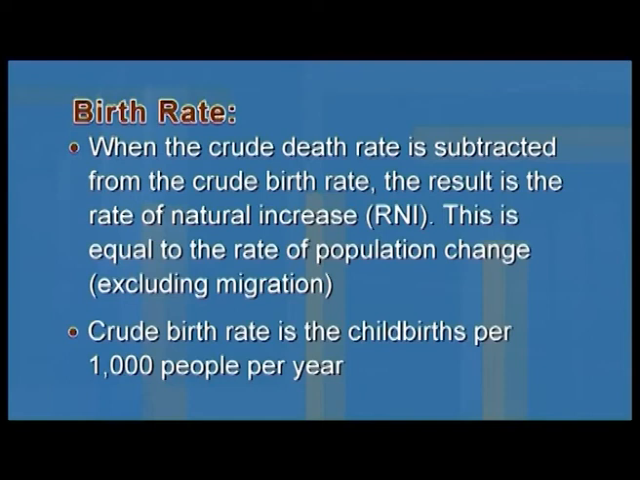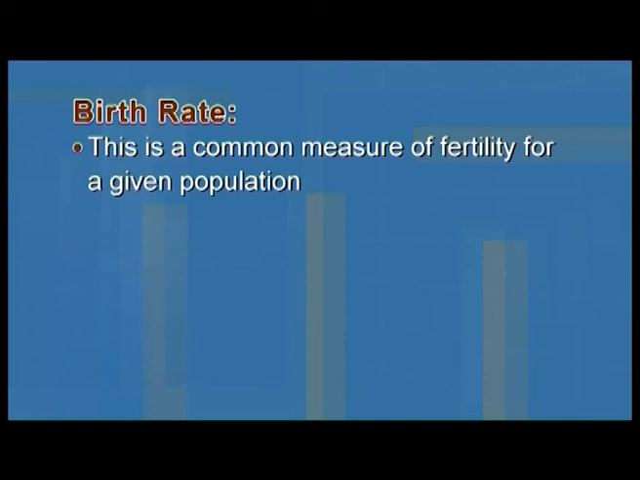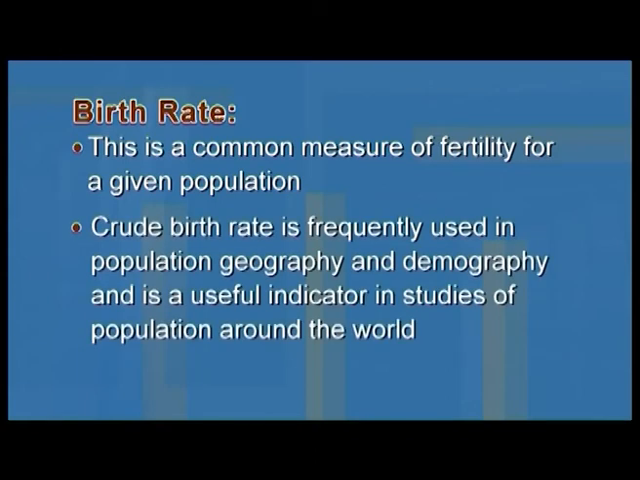Crude birth rate is the child births per thousand people per year. This is a common measure of fertility for a given population. Crude birth rate is frequently used in population geography and demography and is a useful indicator in studies of population around the world.